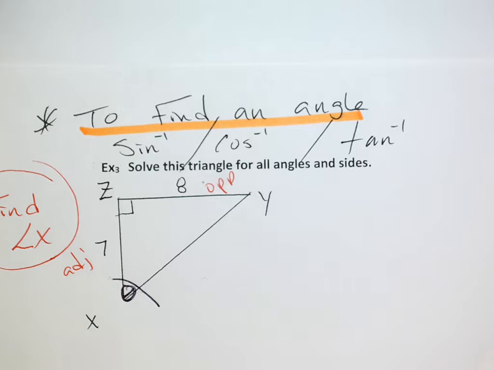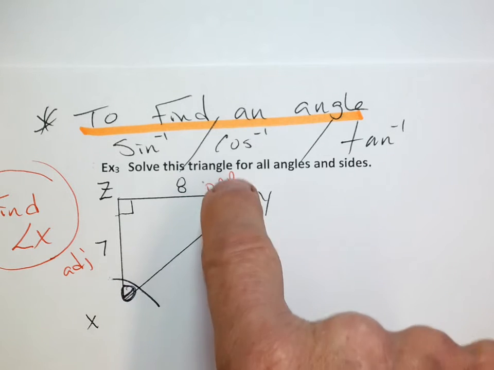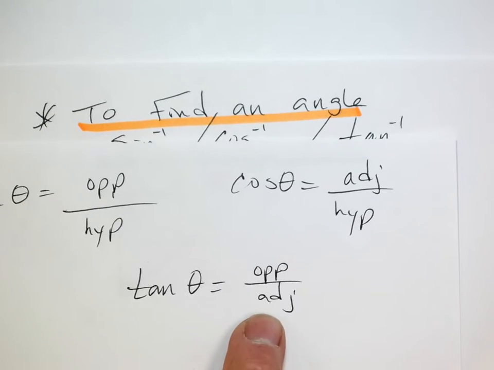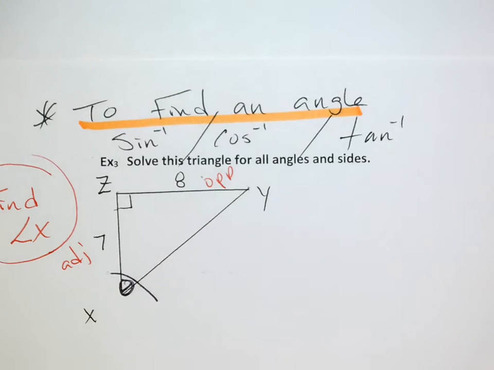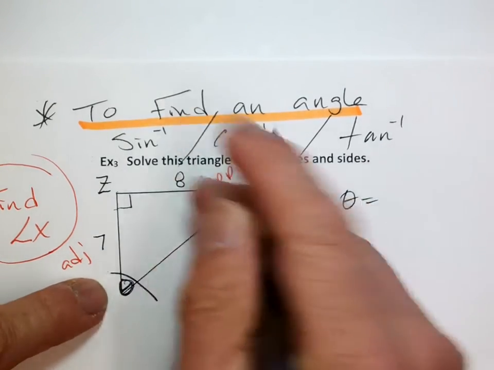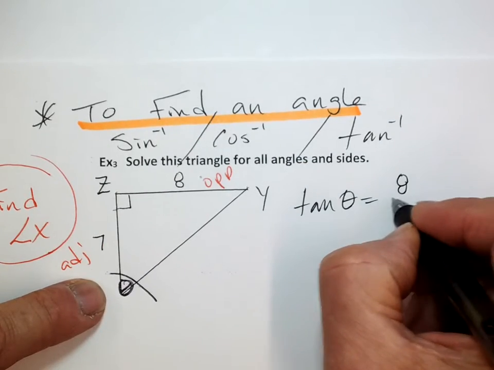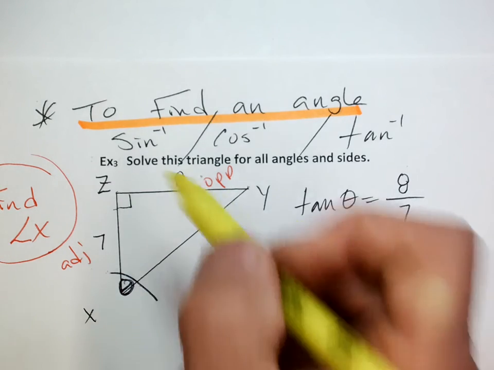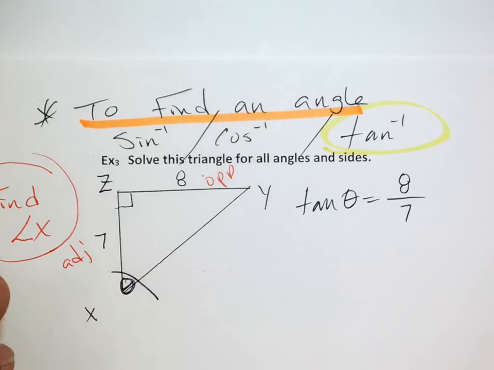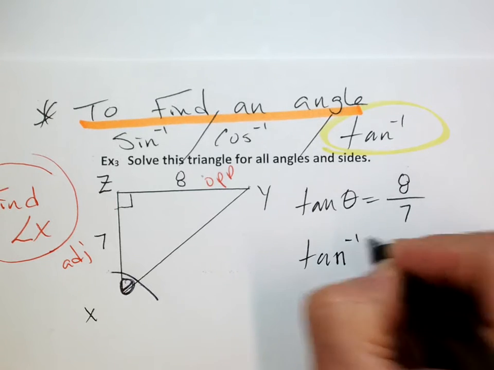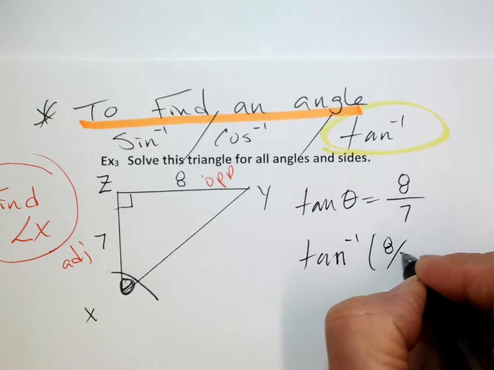So then, if I have opposite and adjacent, I've got to do tangent. Opposite, adjacent, we do tangent. So I'm going to have tangent of theta equals 8 over 7, opposite over adjacent. But I need to find my angle, so I need to push one of these buttons. In this case, it's going to be the tangent inverse. So I'm going to rewrite this as tangent inverse of 8 divided by 7.